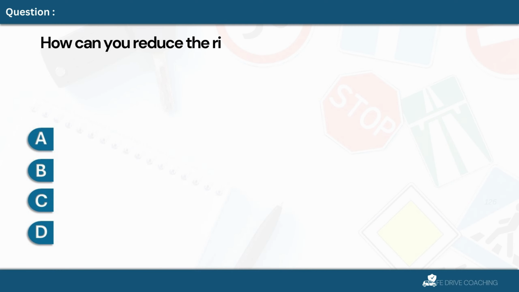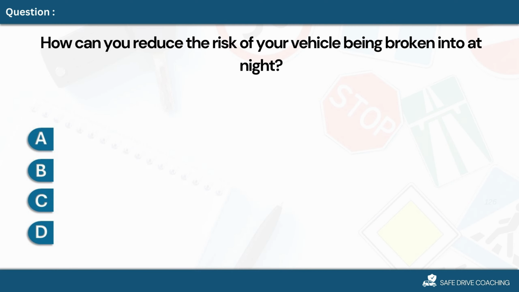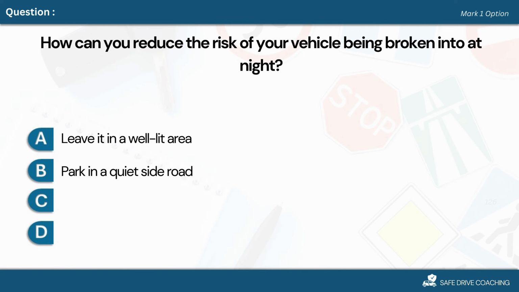How can you reduce the risk of your vehicle being broken into at night? A. Leave it in a well-lit area. B. Park in a quiet side road. C. Don't engage the steering lock. D. Park in a poorly lit area.